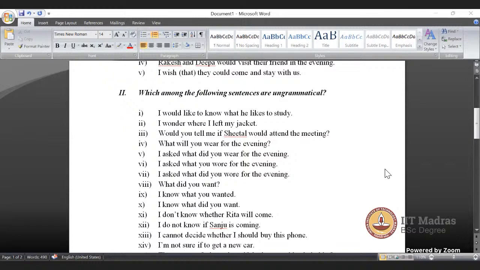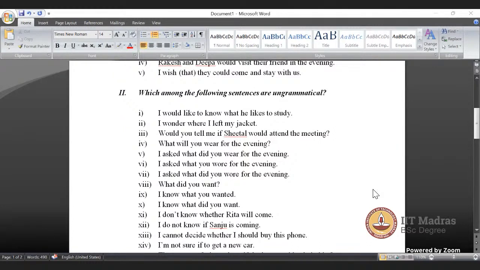Okay. Which one is that? The sixth one is grammatical. I asked what you wore for the evening. That is the correct one. The fifth one is not grammatical. It's one of the common mistakes that you see in English. I asked what did you wear for the evening is the wrong construction. The correct construction would be I asked what you wore for the evening.